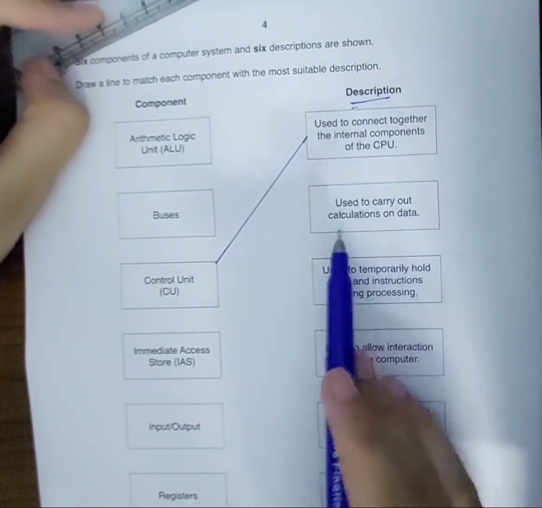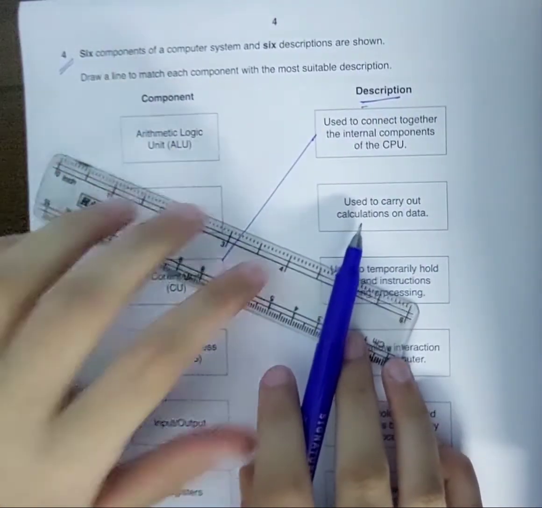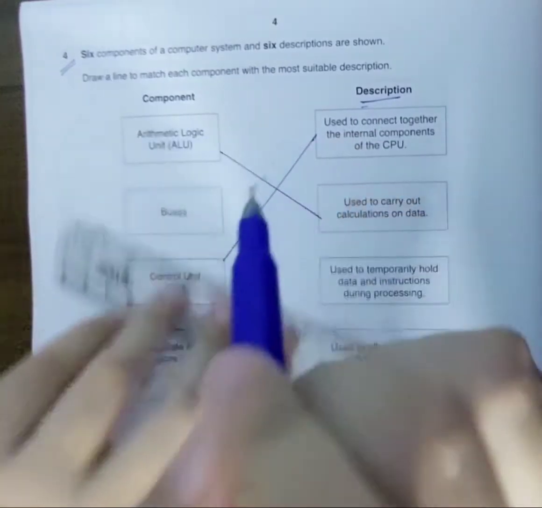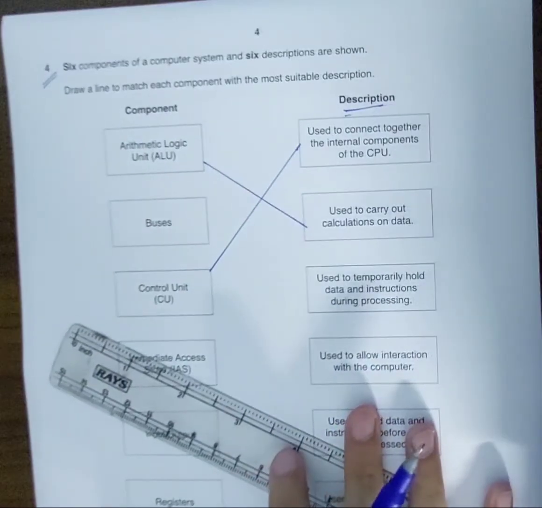Used to carry out calculations of data. So this is basically arithmetic. Arithmetic is the calculation stuff. So obviously it would be the arithmetic logic unit.